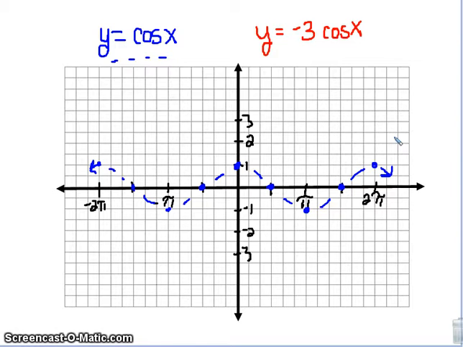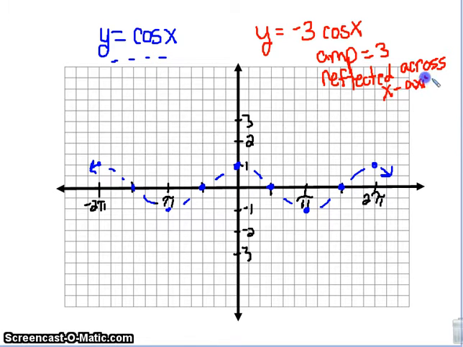Now, this is not just an amplitude change. What else do I have going on here? What's that negative do? It reflects across the x-axis. So first we need to say that our amplitude is going to be equal to what? Is it 3 or -3? Just 3. Amplitude is always a positive number. Our amplitude is 3. We deal with the negative, Robbie, by saying that it is reflected across the x-axis.